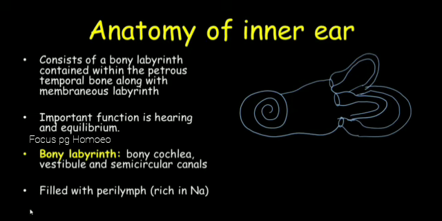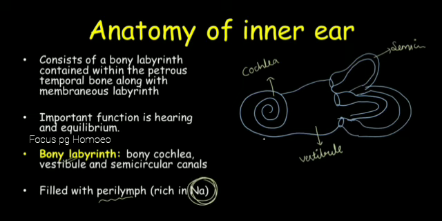So this is just for an idea of understanding the bony labyrinth. Here this is the cochlea, and this is the vestibule, and here come the semicircular canals. There are three semicircular canals. The bony labyrinth is filled with perilymph, which is rich in sodium. So try to remember it is rich in sodium. This is the complete bony labyrinth: the bony cochlea, vestibule and semicircular canals.